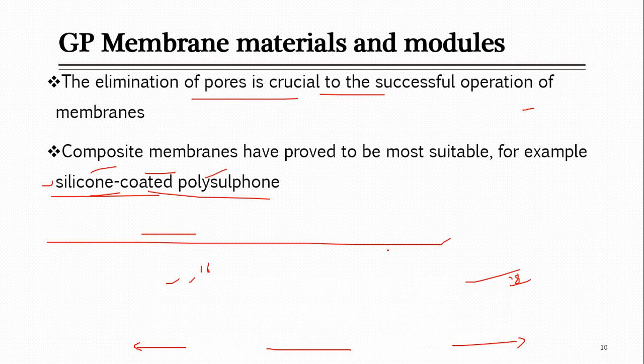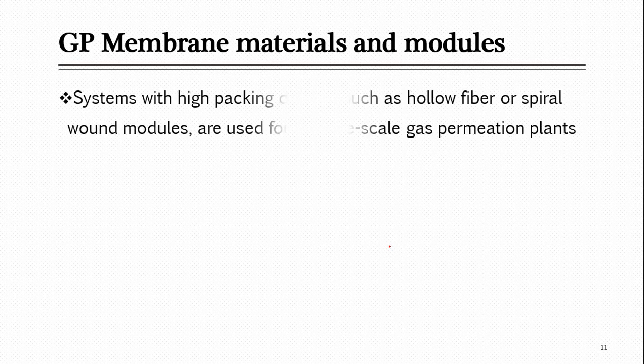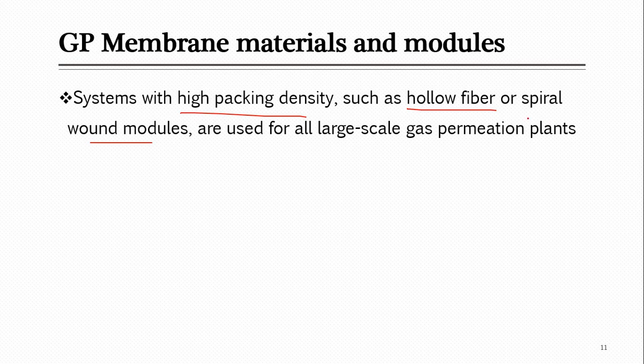Now these were all about membrane material, the selection of membrane material and the various materials used for membranes. Next is about modules, because we are discussing membrane material and modules. Modules with high packing density are preferred. What does this mean? For a given volume, your surface area should be higher. For this purpose, most of the time hollow fiber and spiral wound membranes are the best selection because they have high packing density. For all large scale gas permeation plants, these are the two commonly used.